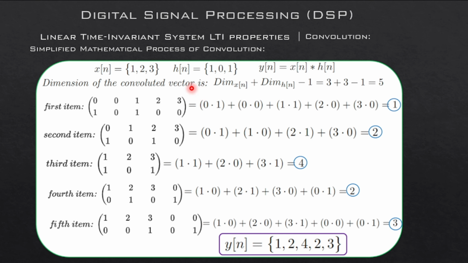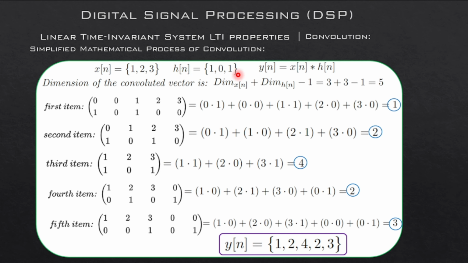Let's start with this example. You have one signal, x[n] equal to 1 2 3. 1 2 3 are the values, not the indices, so we need to make the difference. In other words, for n equals 0, the first value right at the vertical axis, you have 1. Right next to it you have an amplitude of 2, and an amplitude of 3 next to that. And h[n] is the response of the system, which is 1 0 1.